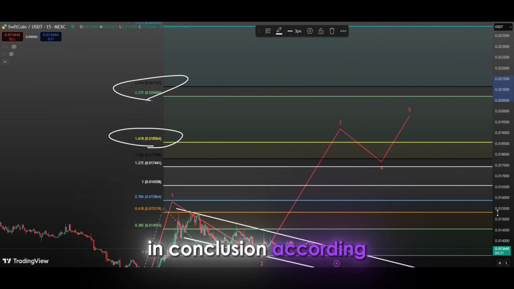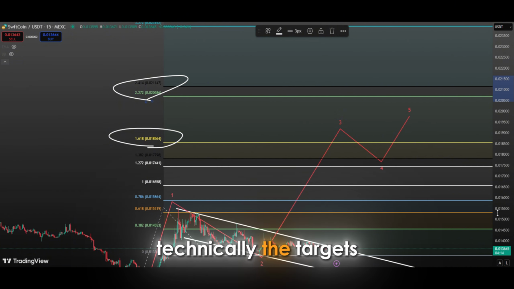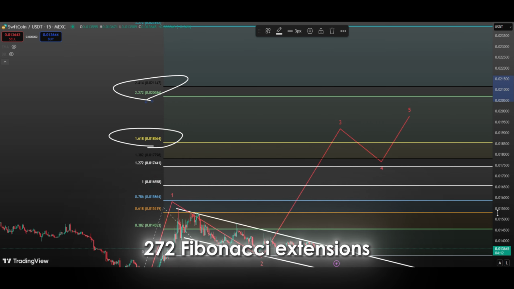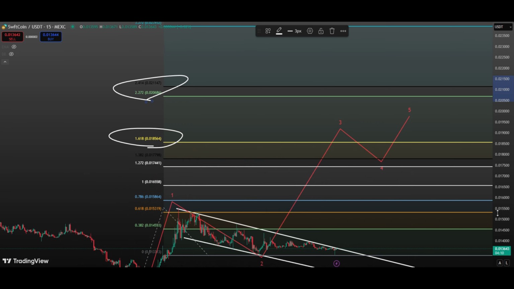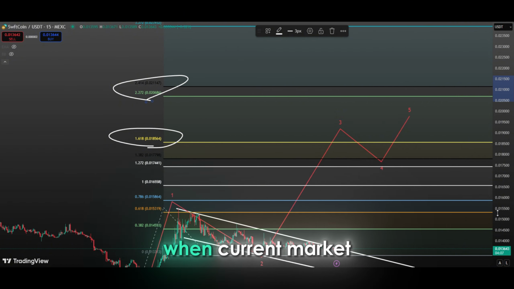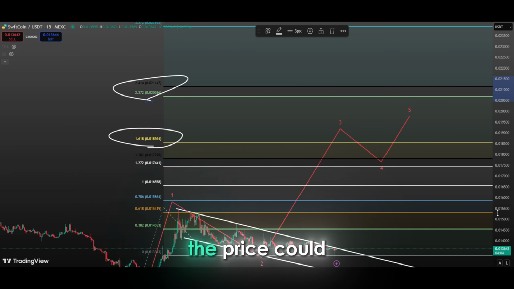In conclusion, according to the Elliott wave theory, the price has successfully formed the first and second waves, and there are strong signals indicating that we are now at the beginning of the third wave. Technically, the targets appear as the 1.618 and 2.272 Fibonacci extensions. The price reaching these levels is not just a theoretical expectation, but a highly likely scenario when current market dynamics are considered. Also, with strong momentum, the price could rise even higher.